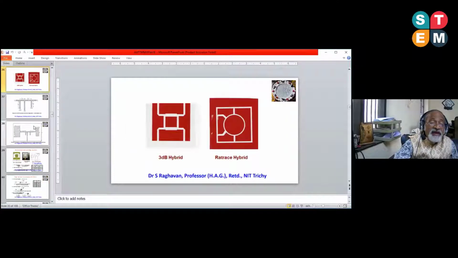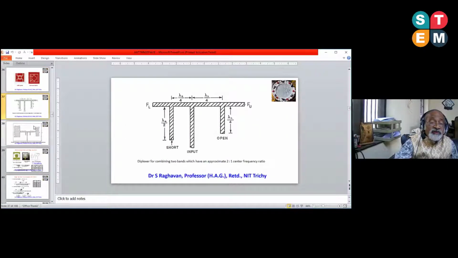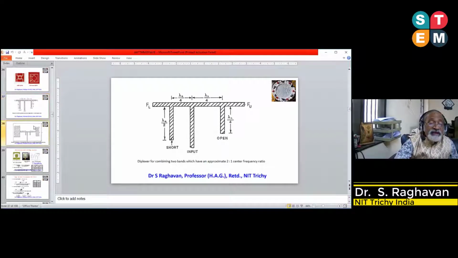So that way, if you know, see, this is my last slide. The lambda g by 4, at some time, you can have the short circuit. At some time, you can have an open circuit. So this is the easiest way of having two band antenna, multi-band antenna. People say, that is one. Maybe one or two more slides I will show.